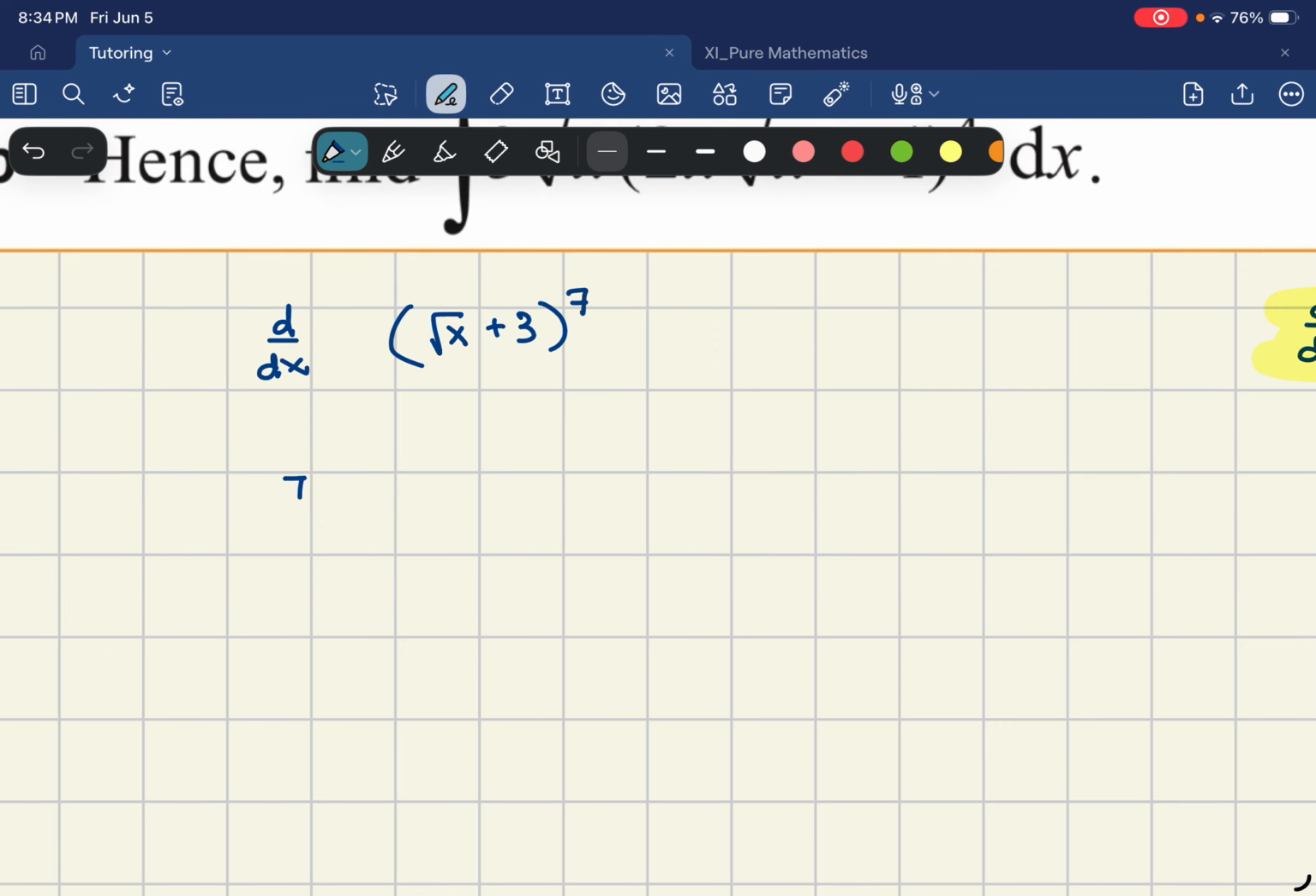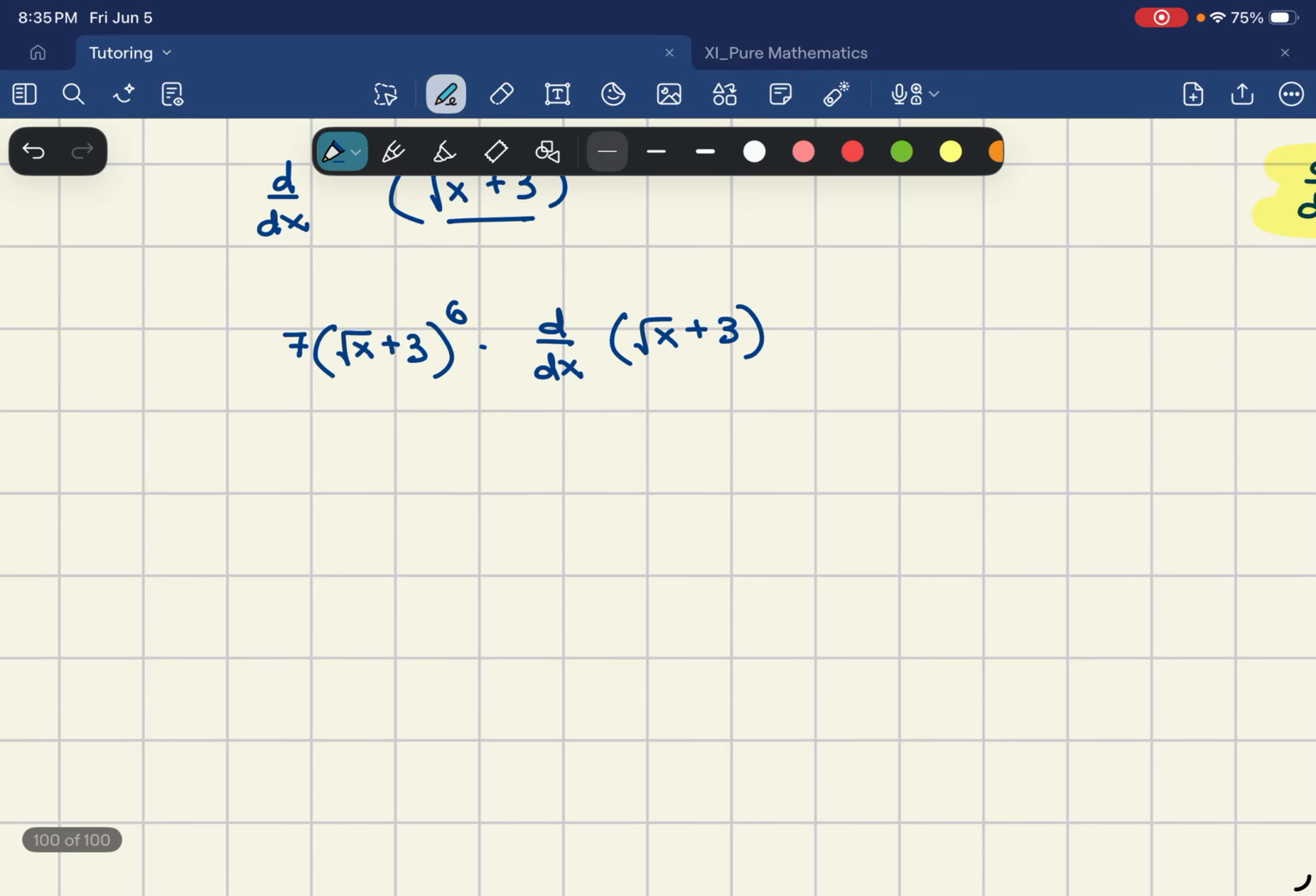So if you differentiate, you get 7 times (square root of x plus 3) to the power 6. But we're not done, because this was not x, this was square root of x plus 3. So you have to differentiate it again. And the derivative of 3 is just 0 because it's a constant.